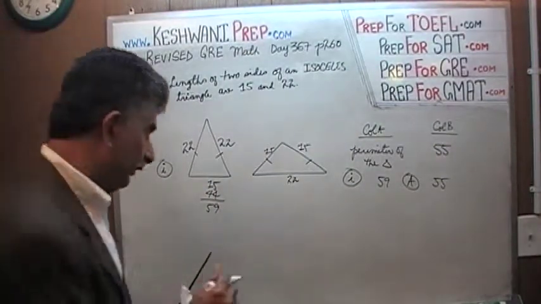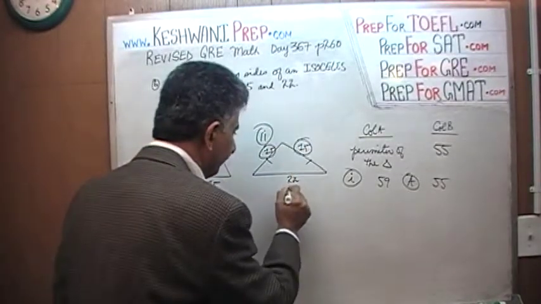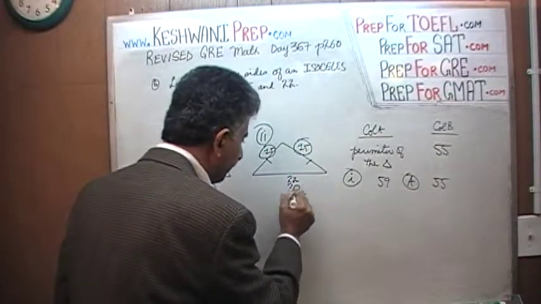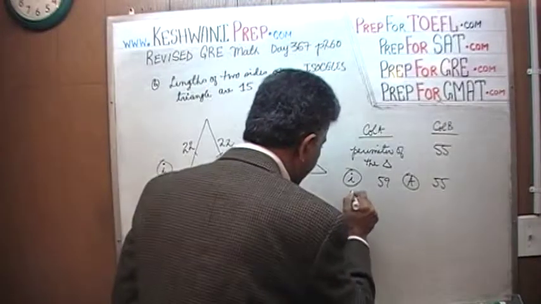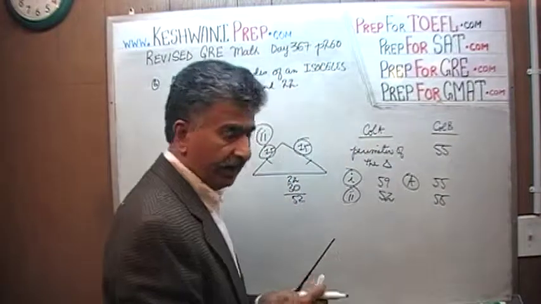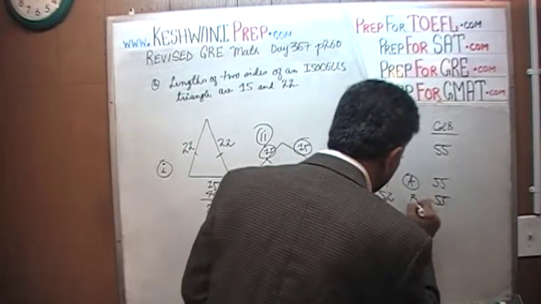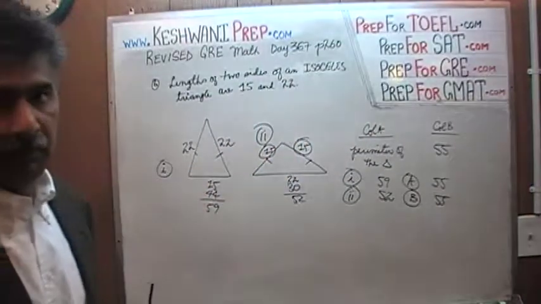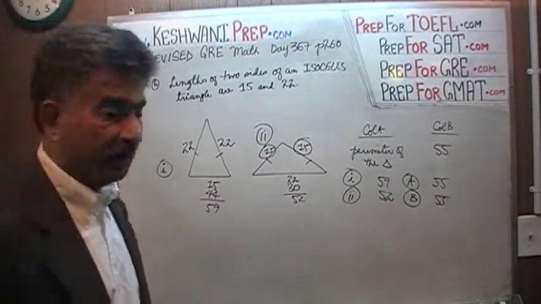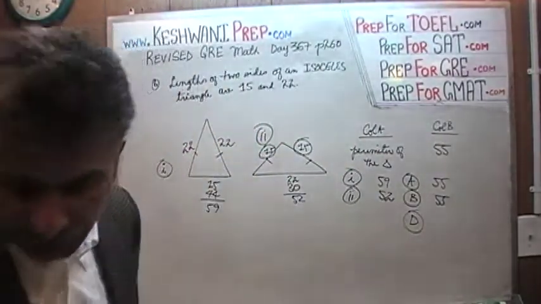It's ambiguous, which means this is also possible. Scenario number 2 is this, where we have 15 and 15, so that's 30. 30 plus 22 is 52. In scenario number 2, the perimeter would be 52, in which case, comparing against 55, column B will be bigger. And of course, because we have conflicting answers, the correct answer to this problem is D. The correct answer to this problem is D.